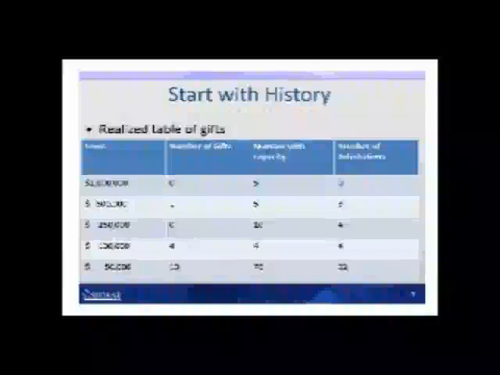The question is, what question comes to your mind when you see this realized table of gifts? Are you worried about what's going on with the $1 million donors? Are you worried about the yes rate? Are you worried about the number of solicitations? What is it that you see here that causes you concern?